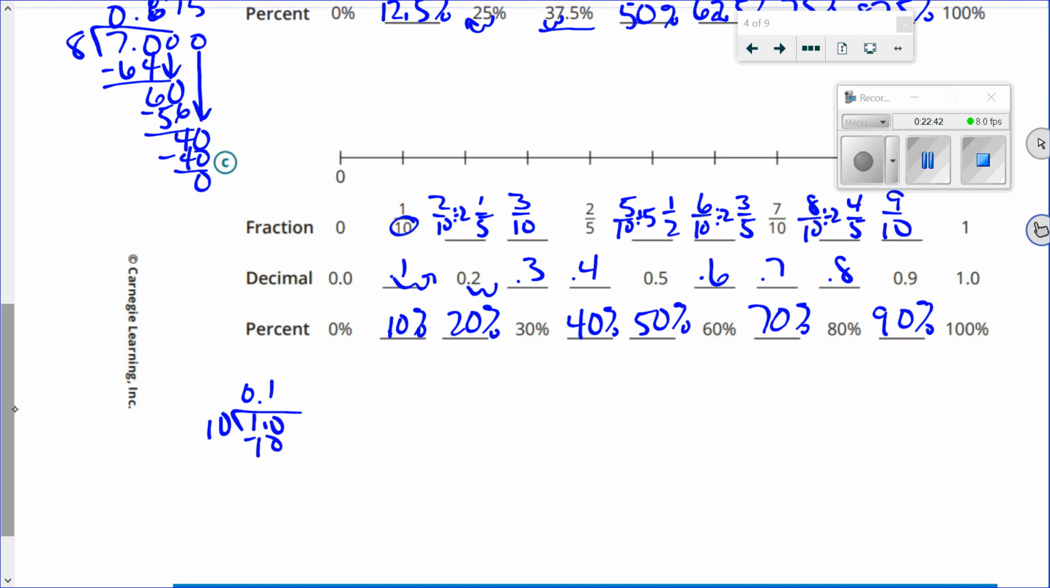Questions on those? Are we feeling any better on these? Guys, this is your homework right here. Your homework is a whole chart like this where you're going to have to fill in the missing spots. Okay? So let's go to our next page.